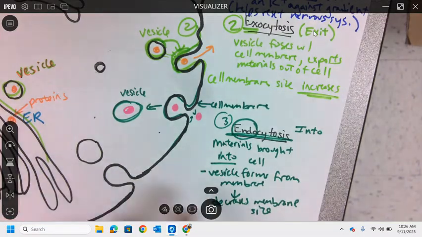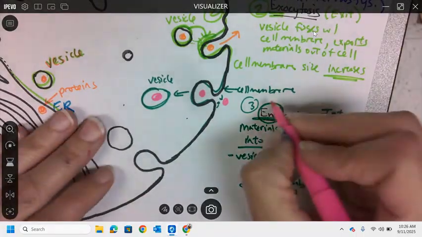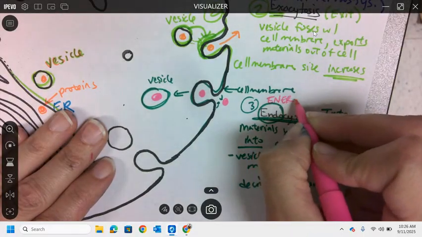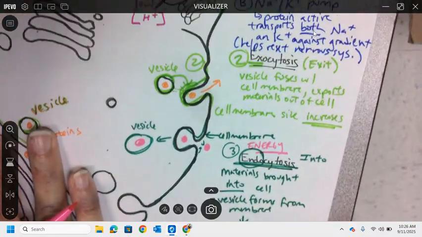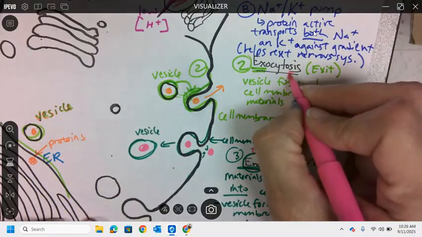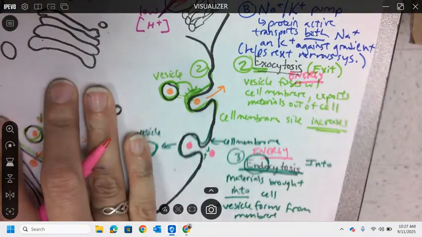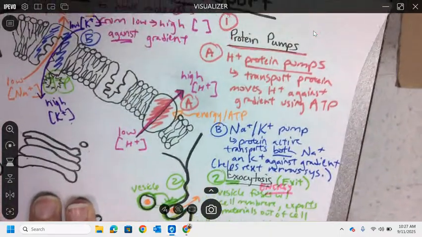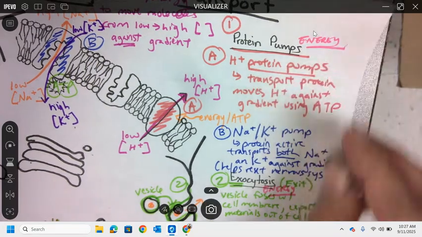And again, this fits into active transport because endocytosis requires energy, active transport, right? Exocytosis requires energy, active transport, and protein pumps require energy. This is why they all fit on the active transport side.